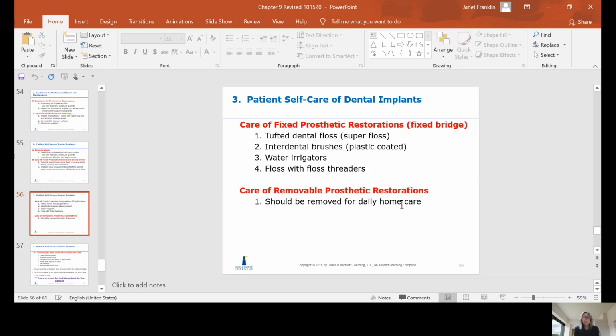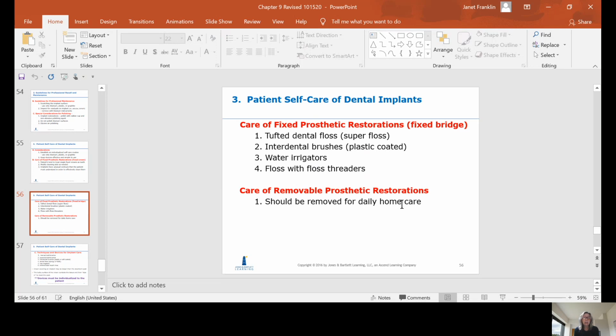Care of fixed prosthetics, so fixed bridges. When they have a fixed bridge that's supported by implants, you're going to use similar things to what you would for a regular bridge. You can recommend super floss, interdental brushes. If you're going to use interdental brushes, make sure that they're not wire, they're plastic coated. And then water irrigators are perfect.